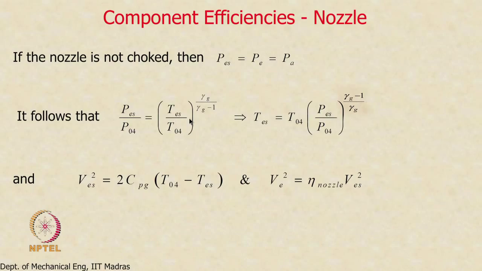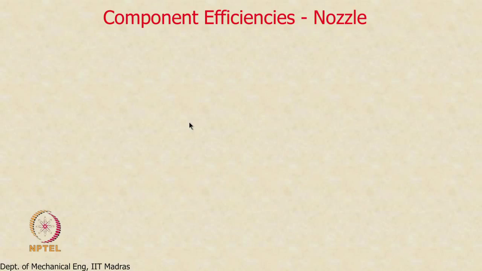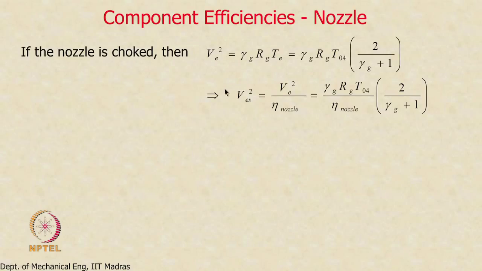If the nozzle is choked, then the exit velocity we know is equal to the speed of sound. So, VE square is equal to gamma RT. And if I write this in terms of my stagnation temperature, remember the stagnation temperature does not change in the nozzle, only the stagnation pressure decreases due to irreversibilities. Stagnation temperature does not change. So, I can rewrite this in terms of that, and after using the fact that Mach number is equal to 1, I can write it like this.